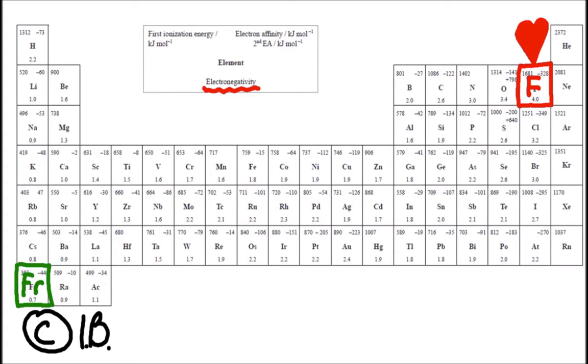So if I was to mix francium and fluorine together, the one valence electron on francium, which is an electrophobe, will be transferred to the fluorine, which loves electrons, leaving behind a positive francium ion and a negative fluoride ion. And there you go, that's ionic bonding.